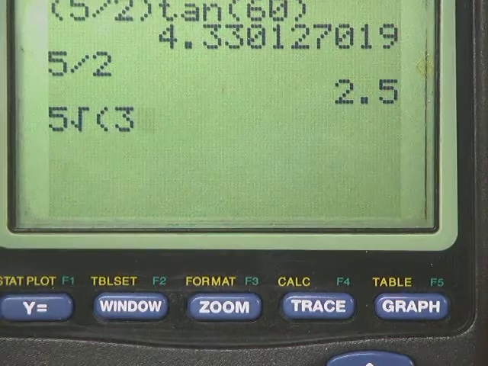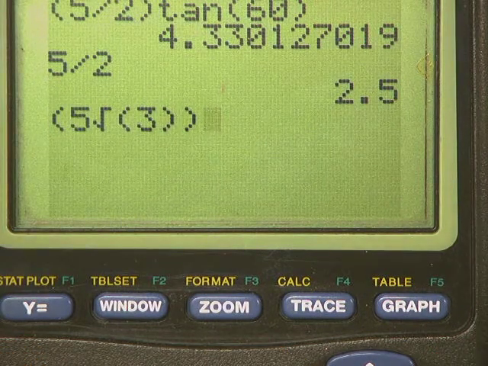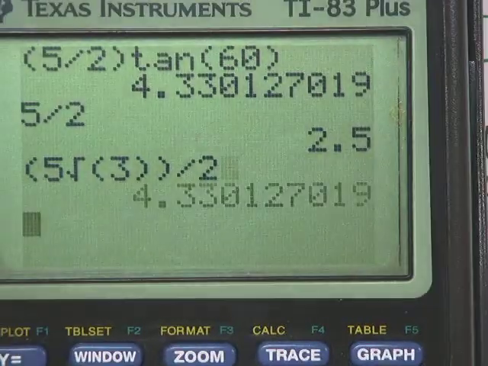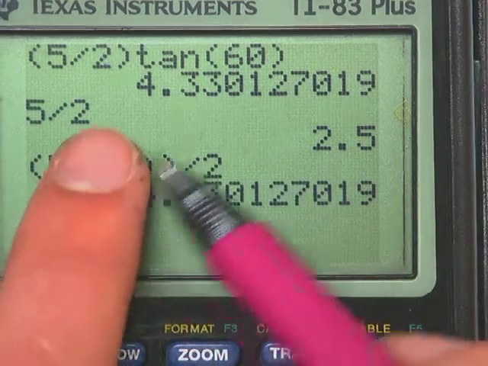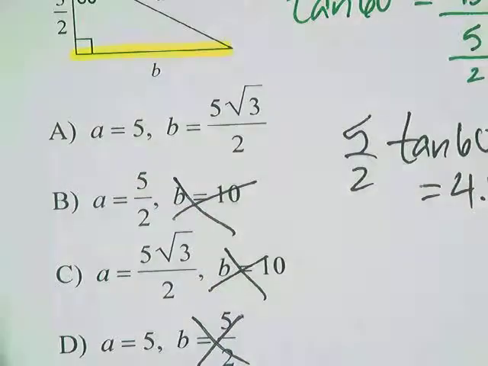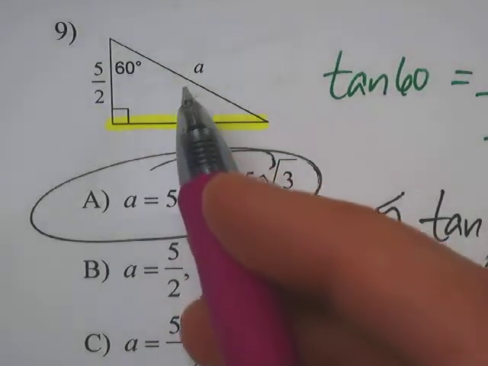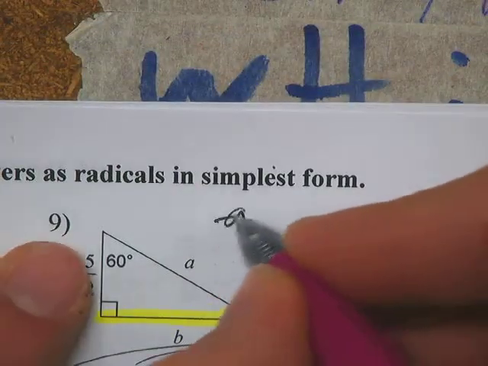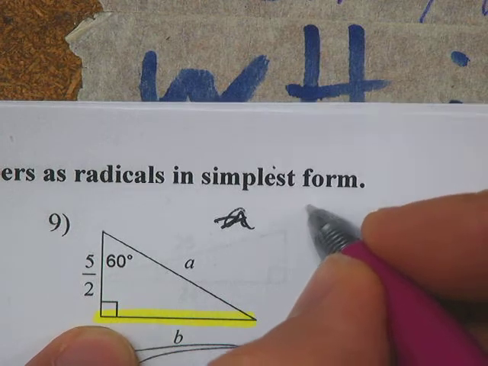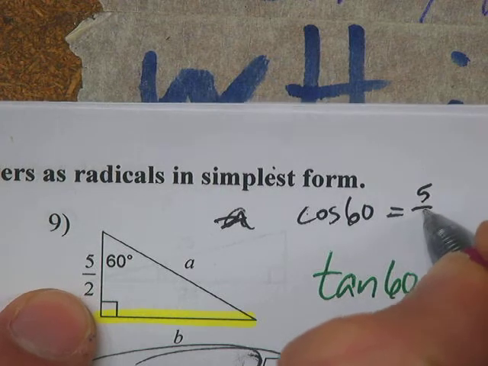So let me check 5/2. Well, 5 divided by 2 is 2.5. That doesn't work. So let me check 5. Let me see if 5 square root of 3, I'm going to put that in parentheses, divided by 2 ends up equaling 4.33. Yes, it does. This is just another form of the way to write that. So use your answer choices to double check yours.